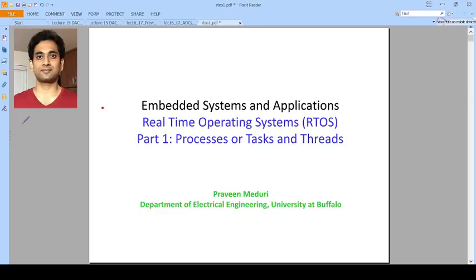In this lecture, we are going to talk about real-time operating systems. Specifically, we will talk about processes or tasks and threads. In the next lecture, part 2 of this real-time operating system series, we will talk about task scheduling and some of the scheduling algorithms in a multitasking system.